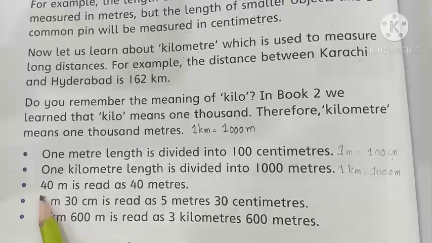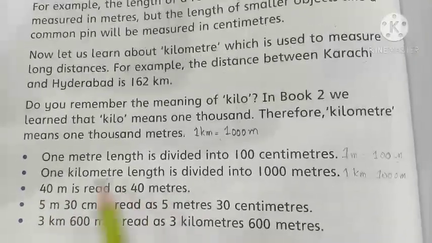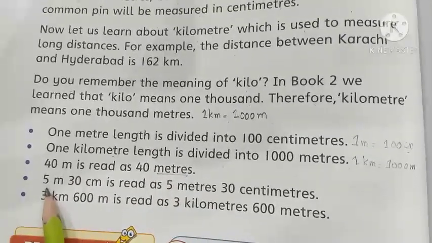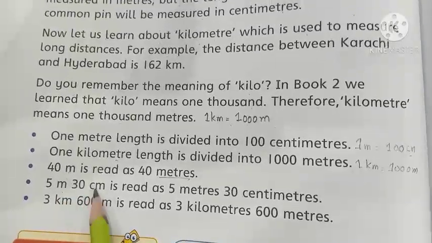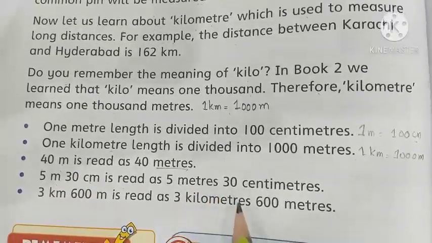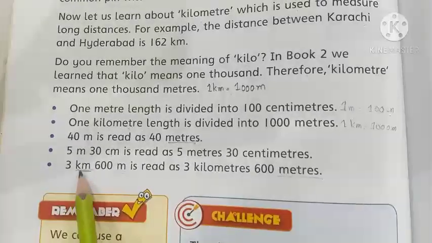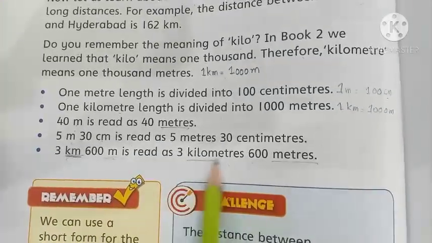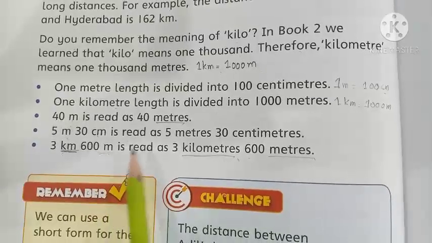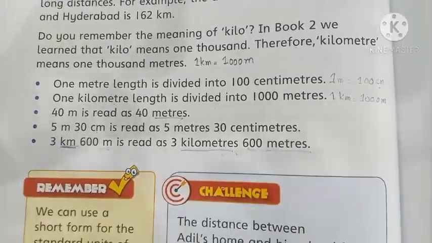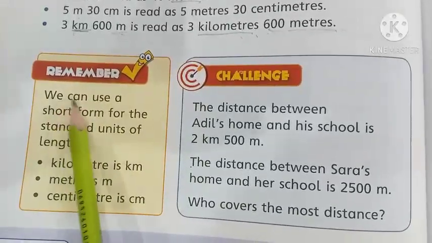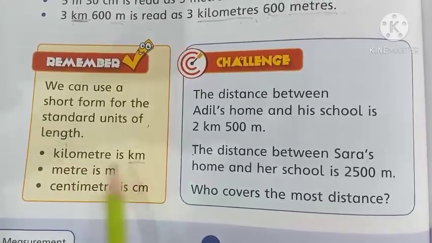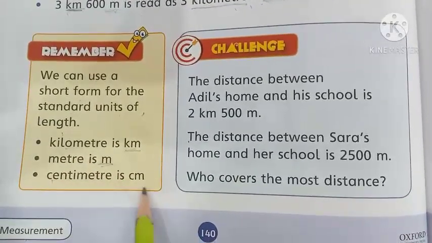Okay students, 40 m is read as 40 meters. We read m as meters. 5 m 30 cm is read as 5 meters and 30 centimeters. 3 km 600 m is read as 3 kilometers and 600 meters. We read km as kilometers. Remember, we can use a short form for the standard units of length. Kilometer is km, meter is m, centimeter is cm.